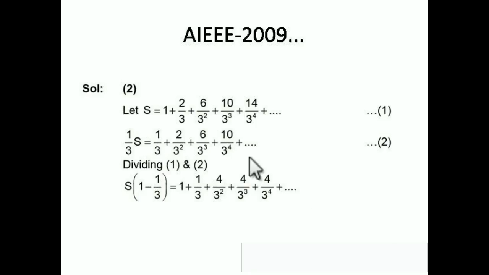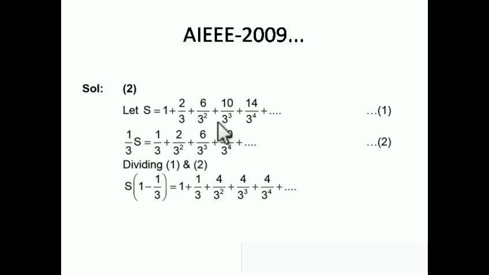Here you can see 1 plus 2 by 3 plus 6 by 3 square plus 10 by 3 raised to 3 plus 15 by 3 raised to 4 up to infinity. Now this is a series, but this is not forming any arithmetic progression or a geometric progression. So what we do is multiply it by 1 by 3. We take S equal to 1 plus 2 by 3 plus 6 by 3 square plus 10 by 3 cube plus 14 by 3 raised to 4. We multiply it by 1 by 3 S, so we have 1 by 3 plus 2 by this.